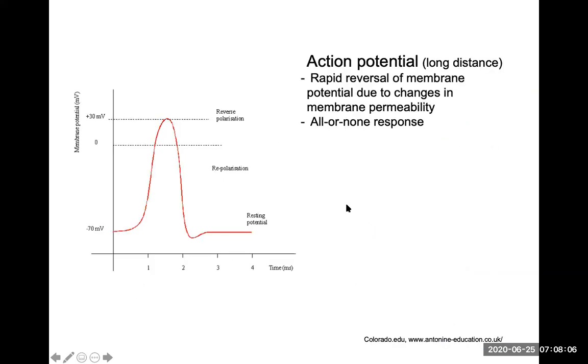Okay, so here's the action potential graph, and again, an action potential is a rapid reversal of membrane potential due to changes in membrane permeability. This involves what we call the all or none response. This graph shows the membrane potential in millivolts, just on the inside of the cell membrane. So the inside of the axon at resting is normally negative 70 millivolts.